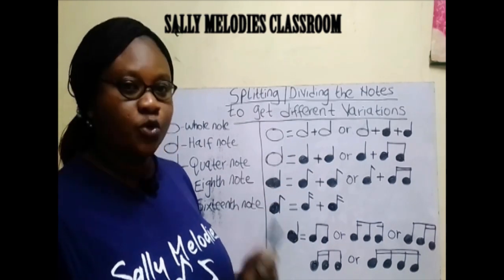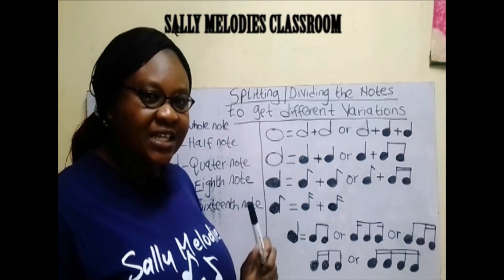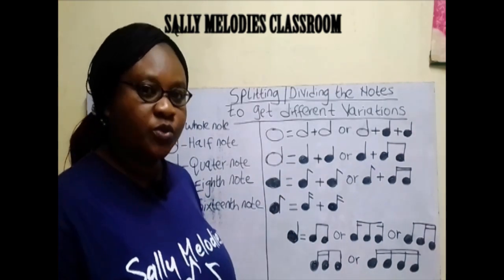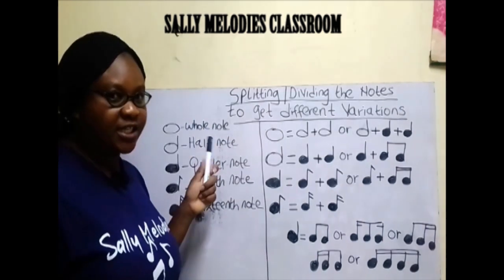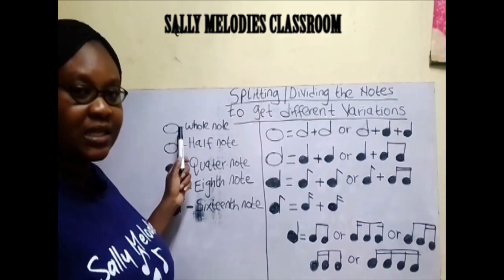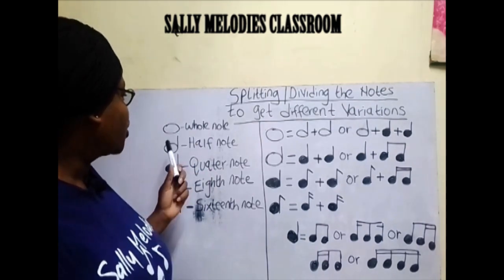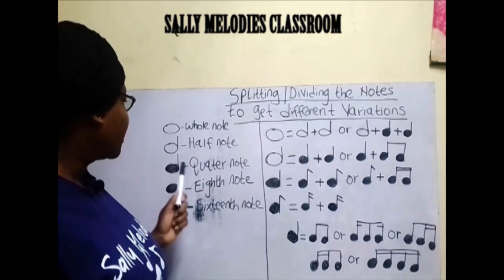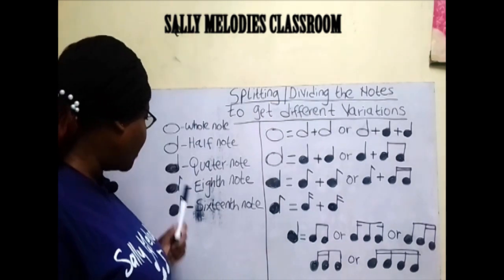I thought it is good we do a simple exercise on how we can be dividing or splitting the notes so that we get smaller units of the notes, and especially when we are doing the grouping and composing. When we talk about a whole note, we are talking about a semibreve. And when we talk about a half note, we are talking about a minim. A quarter note, that is a crotchet. Eighth note, that is a quaver.